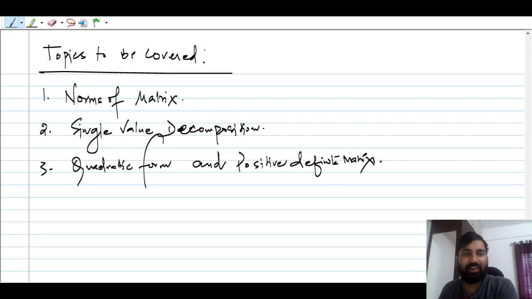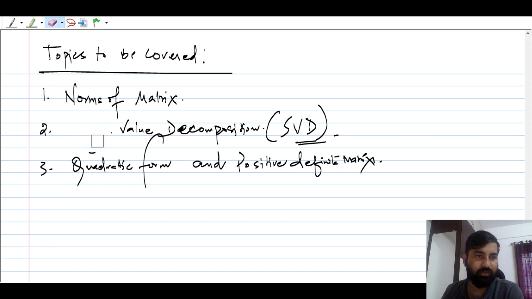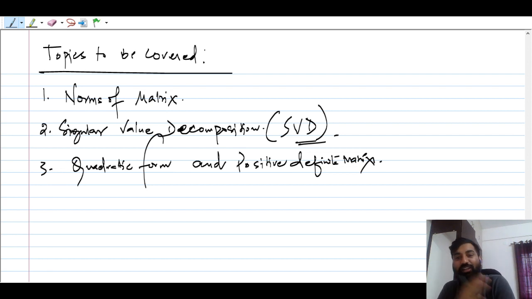So quadratic form and the positive definite matrix. Singular value decomposition is one of the very important ideas, right? This we call it popularly SVD. Singular value decomposition, not single value, okay. Because sometimes what I always think is like, your matrix is decomposing into a single value, right? So like lambda and all we got. So singular value decomposition, SVD, quadratic forms, positive definite matrix, right?